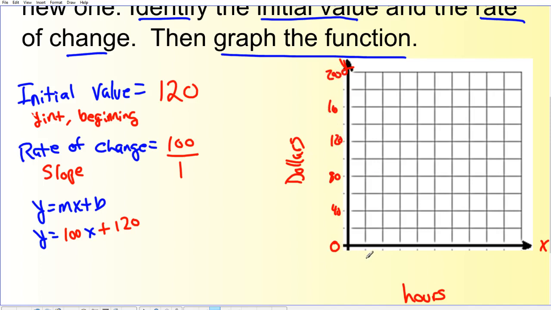What's going to happen here, even if I just go 1, 2, 3 hours? At hour 0, my initial value is 120. Now, if I go 1 hour further, I need to go up another $100, up $100 over 1. I'm already off my graph. I didn't plan ahead very well. I didn't look at the fact that my slope means I need to go up 100 over 1. So this scale here is not going to be so good.